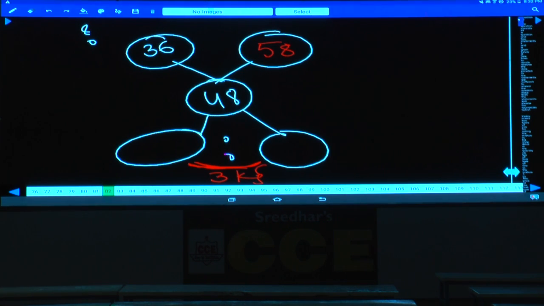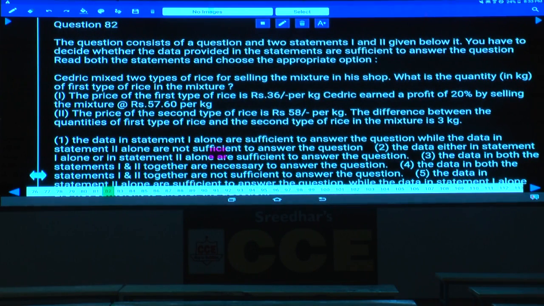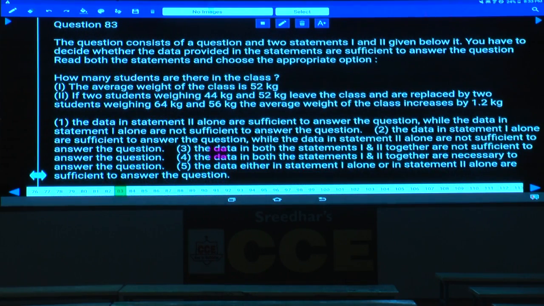Right. When you have the ratio, the difference in terms of parts can be found, and in terms of kgs it is 3 kgs. Using that, can we calculate how many kgs of the first variety is added? Will you get the answer or not? Yes. See, this is 10 parts, the other is 12 parts. Ratio is 5:6. If one part is 3 kgs, 5 parts is 15 kgs, 6 parts is 18 kgs. Next, what is your answer finally? Both are required, 1 and 2.